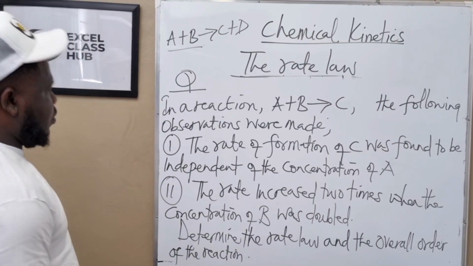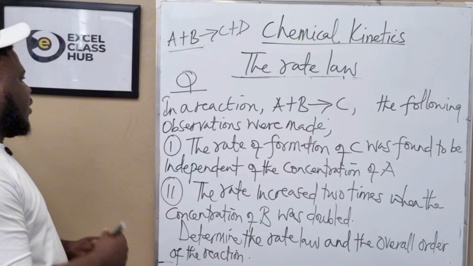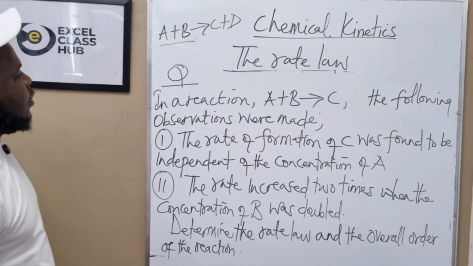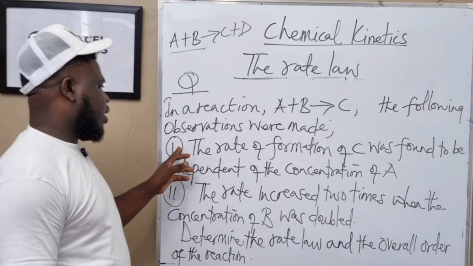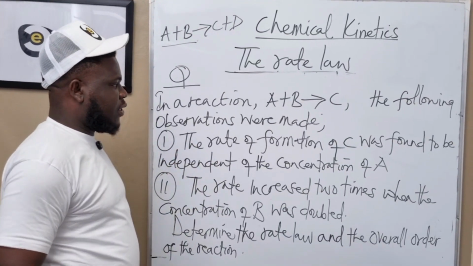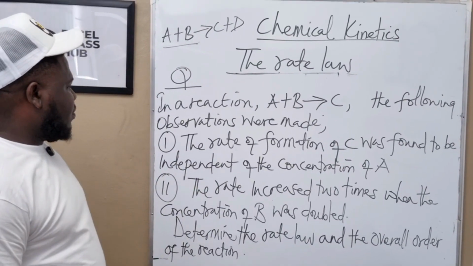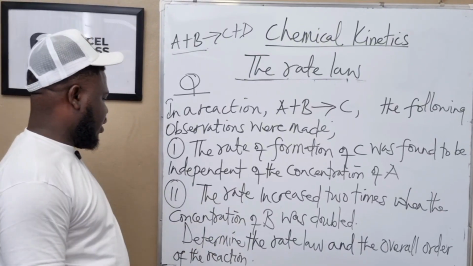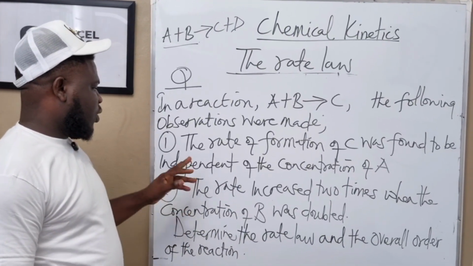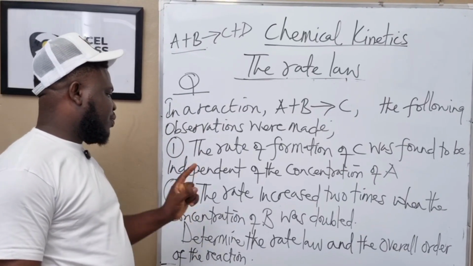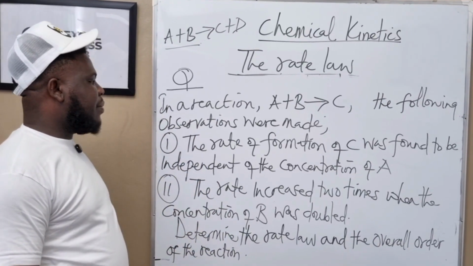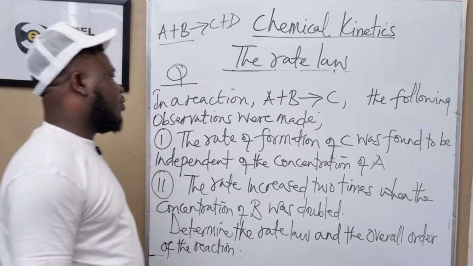All right, look at this question. For instance, in a reaction A plus B to give C, the following observations were made. Number 1, the rate of formation of C was found to be independent of the concentration of A. Number 2, the rate increased 2 times when the concentration of B was doubled. Determine the rate law and the overall order of the reaction.